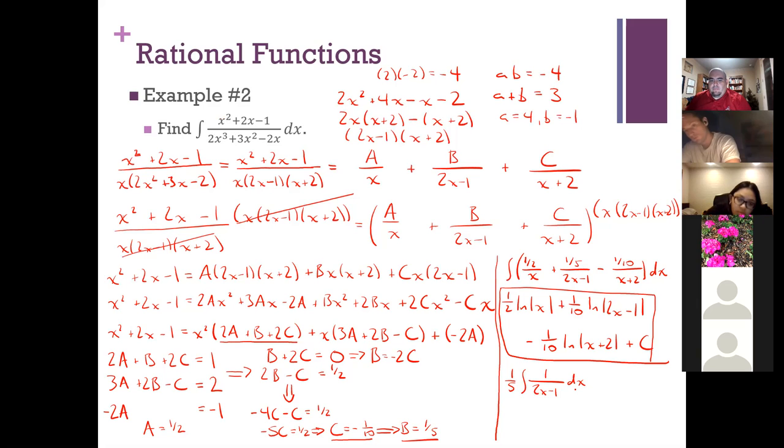And really, from here, I think that maybe the easiest way for everyone to see it would be if I did u substitution. So I'll do u equals 2x minus 1, which means du is going to be equal to 2dx, which means dx is going to be equal to half du.